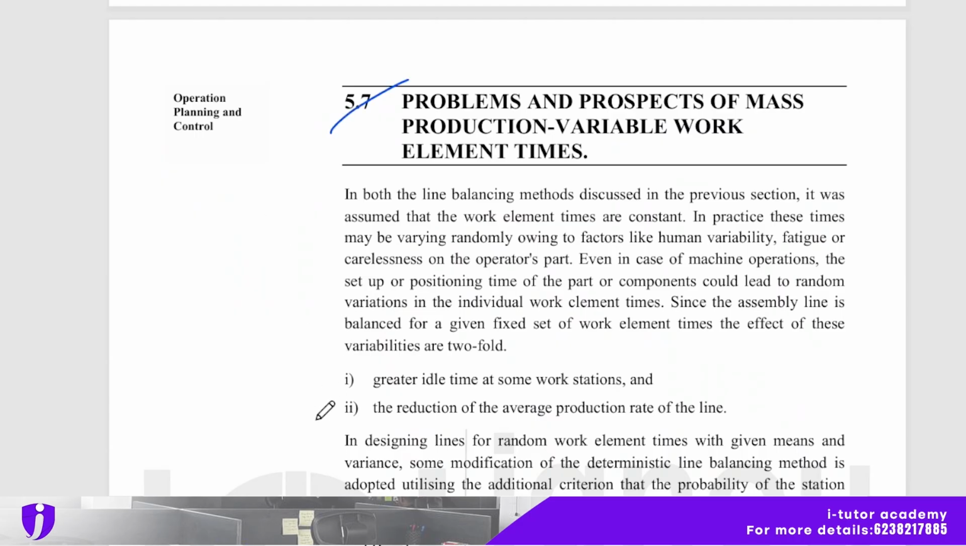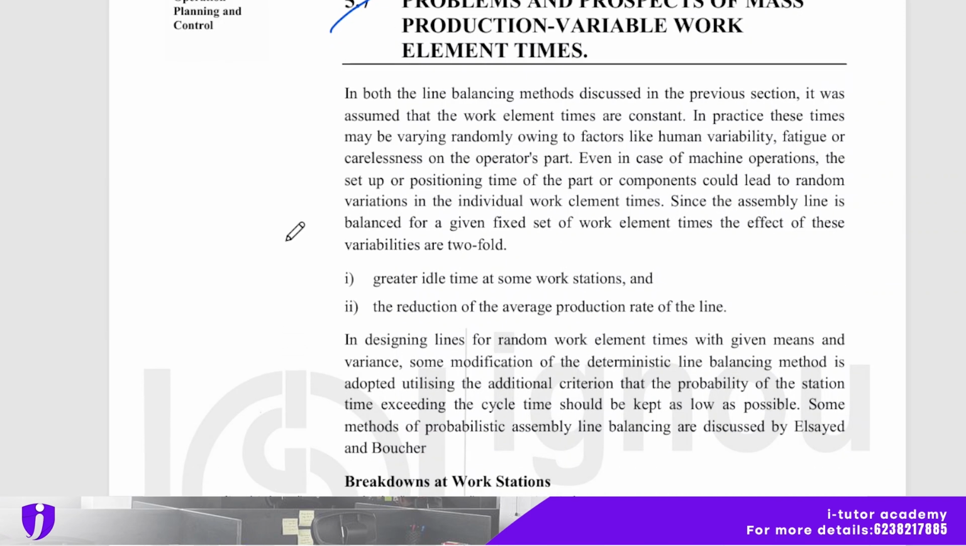And the next subsection is problems and prospects of mass production: variable work element time. In both the line balancing methods discussed in the previous section, it was assumed that the work element times are constant. In practice, this time may vary randomly owing to factors like human variability, fatigue, or carelessness on the operator's part. Even in the case of machine operation, the setup or positioning time of the part or component could lead to random variation in the individual work element time.